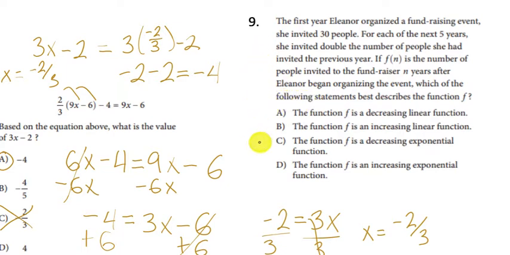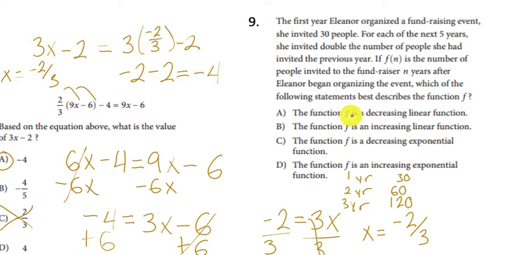Here we need to look through the answer choices, and we need to think about the situation. She's doubling each year. So each time she hosts the event, she's doubling the number of people as the previous year. So if year 1, she invited 30 people. Year 2, she invited 60. Year 3, she invited 120. Then we're going to read the answer choices.